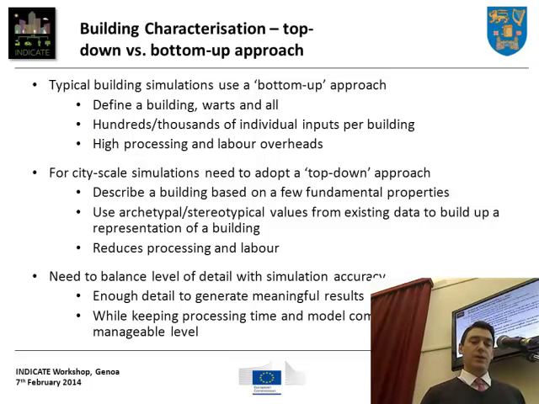So for our characterization, we're adopting a top-down approach. Typically when you model a building, you're interested in the geometry of the building, the systems inside it, and it takes a lot of time to model a simple building. So modelling buildings on a city scale, you need to cut down a lot of information. So we're using a top-down approach, whereby we classify buildings using certain characteristics based on what we find from the literature.